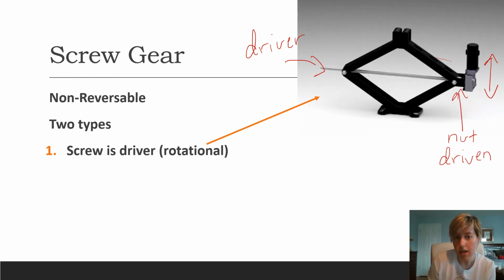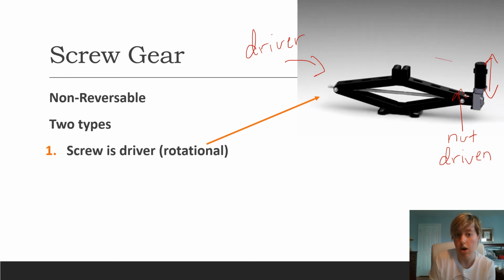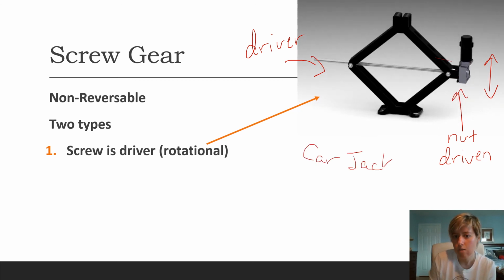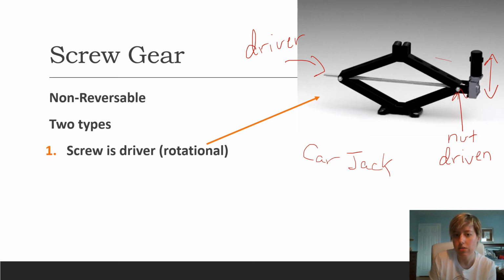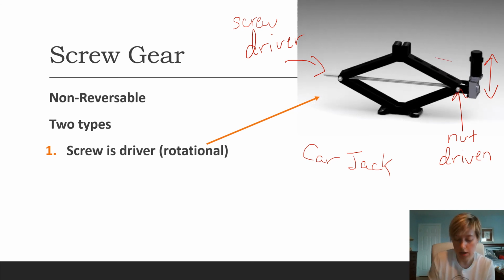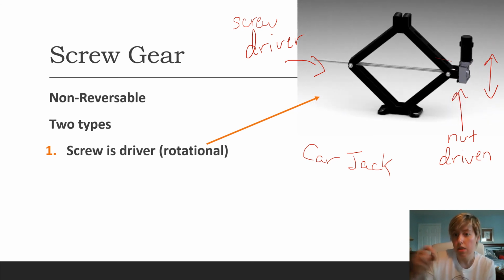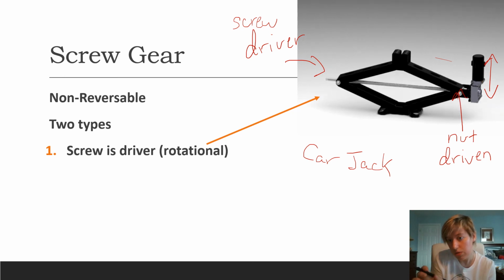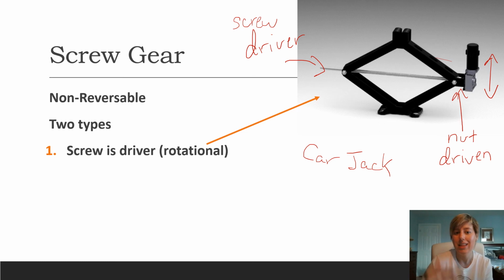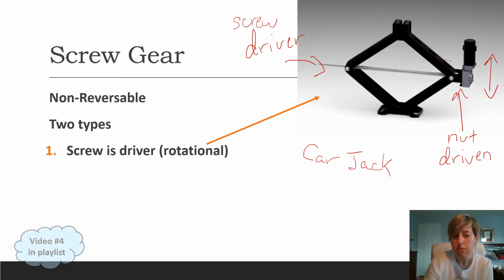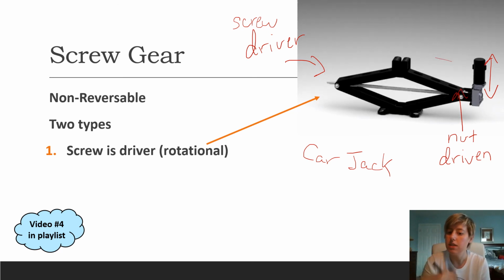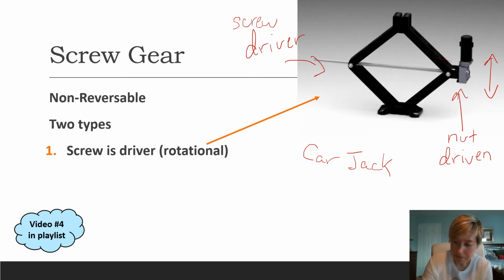In our first type of screw gear, which we have in our trusty car jack, so this is a car jack, the motion starts at the screw. So the screw is the driver, and it undergoes rotational motion. The nut takes that rotational motion and transforms it into translational motion, allowing the jack to rise. Check out video 4 in the playlist where you see a lot of examples of this.